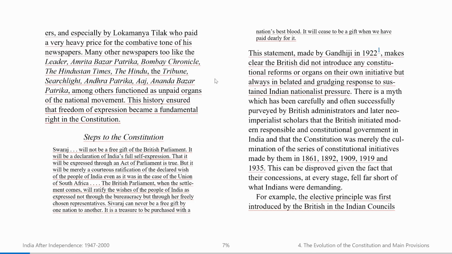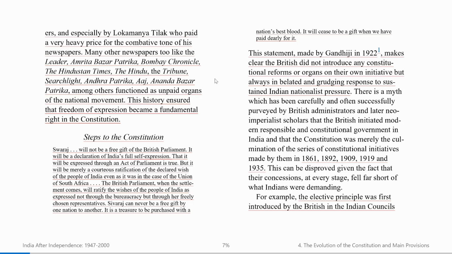Then Amrita Bazar Patrika, Anand Bazar Patrika, the Tribune, the Hindu, the Hindustan Times, all of them functioned as unpaid organs of the national movement, right? And that is the reason journalism and politics are so close. Most journalists are very, very close to a politician. But this history of freedom of expression ensured that it became a fundamental right in the Constitution. That is the reason we have Article 19 of the Constitution, right? Freedom of speech and expression.